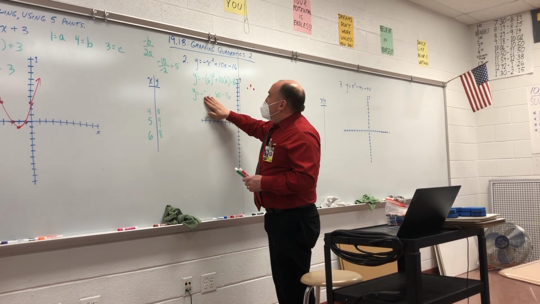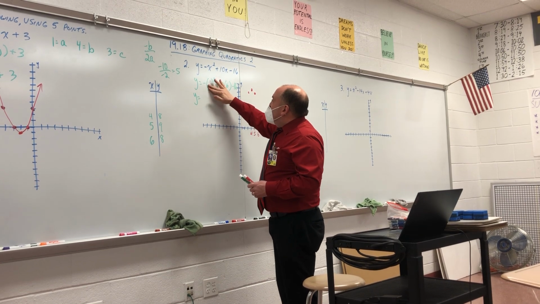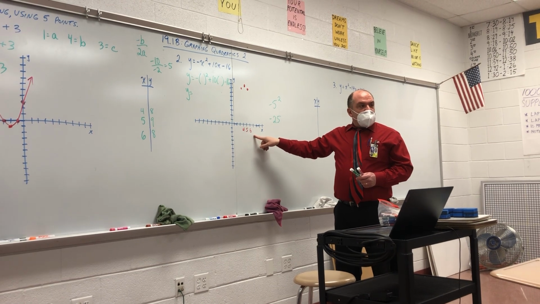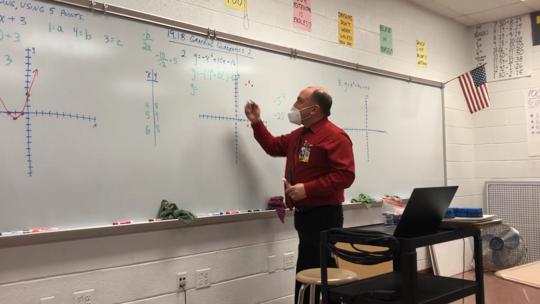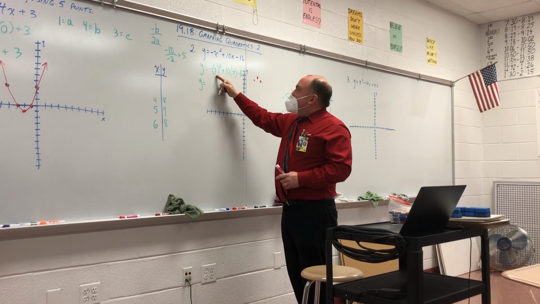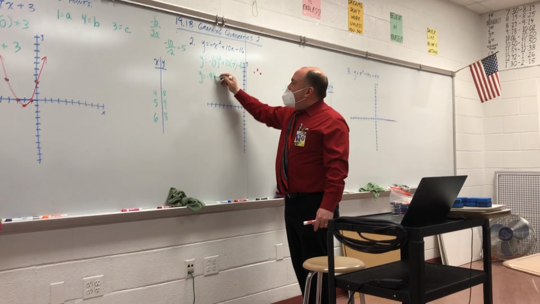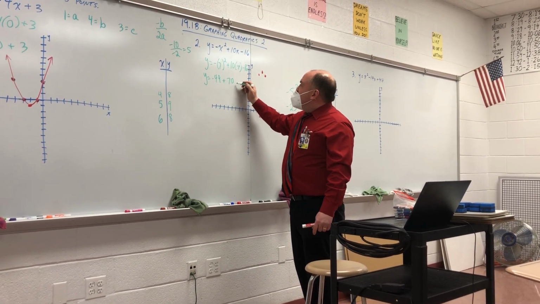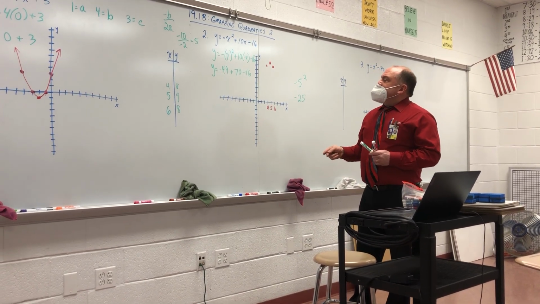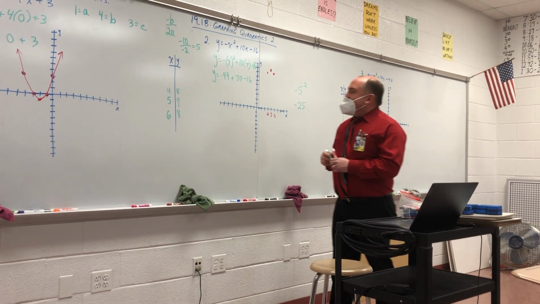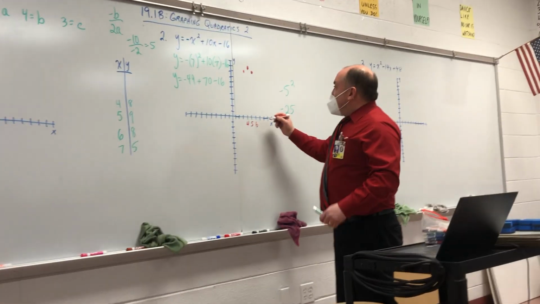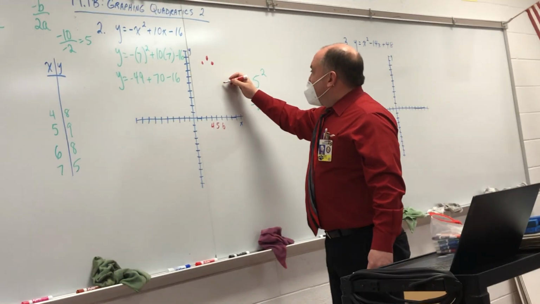Now we're going to do one more. If I just did 6, now I'm going to do 7. So I'm going to get 7 times 7 is 49. I'm going to get negative 49 plus 70 minus 16. And 21 minus 16 is 5. So 7 gives me 5.